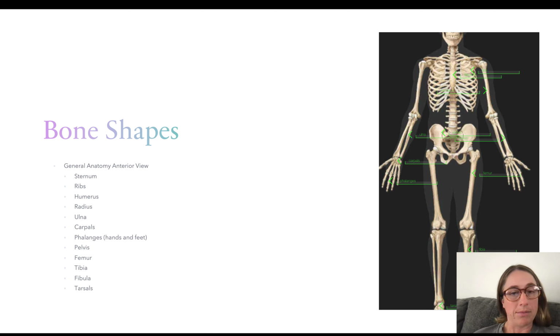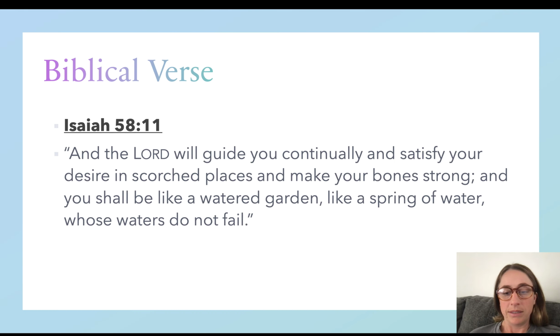Most of these names sounded familiar to me while I was learning it in the class, but some things like the ulna and the carpals I don't remember, and I think it is from grade school, learning the song. And then a biblical verse that kind of has to do with the body and the bones.